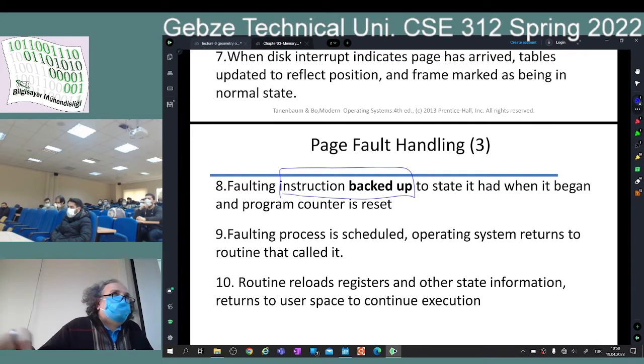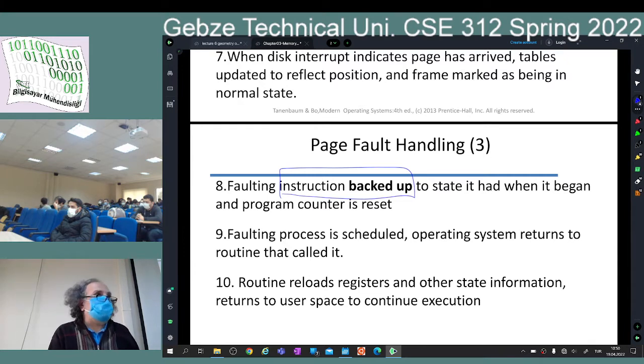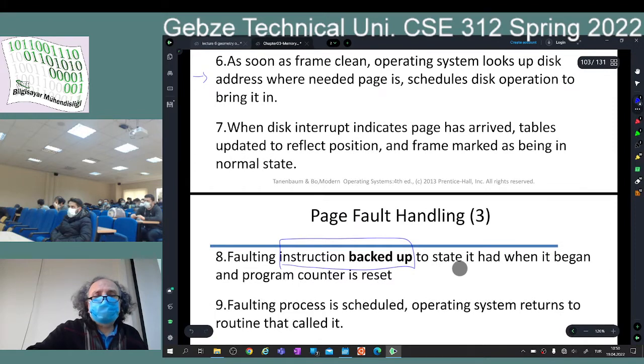When the scheduler lets me run, I will run. I will reload my registers and other state information, etc. When the scheduler lets me run again. So that's what happens. Actually, we have seen many of these states when we handled the interrupts before, and the thing is that actually we have seen this one too.